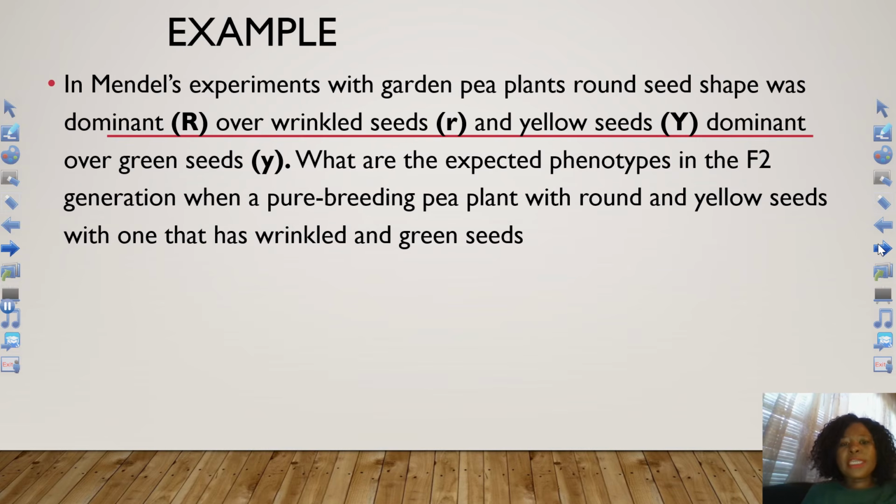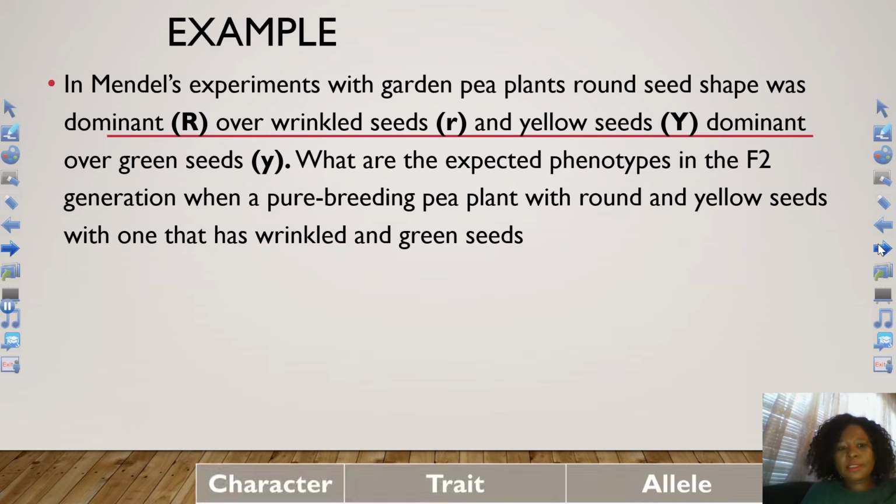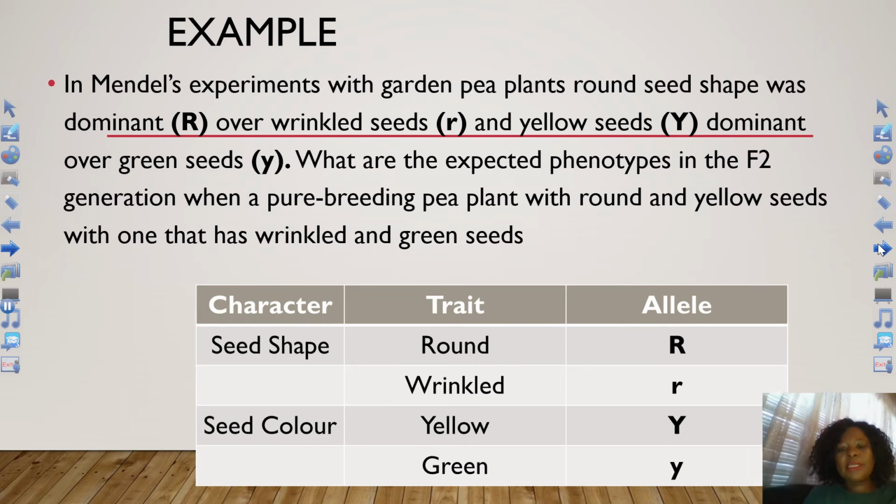Now the question says, what are the expected phenotypes in the F2 generation when a pure breeding plant with round and yellow seeds is crossed with one that has wrinkled green seeds? If you look at this table, it lays out these characteristics. So we are looking at two characteristics. One is seed shape and the second one is seed color. So it is a dihybrid cross.